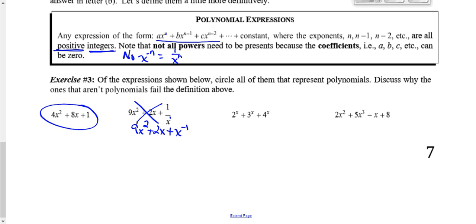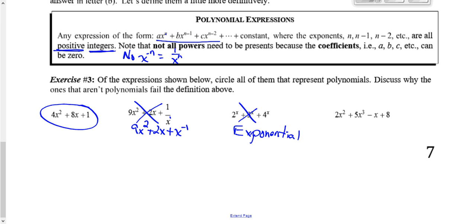What about the third one? No. Are the exponents all positive integers? Well, the exponents are all variables, so it's not a polynomial. This is exponential, it's not a polynomial. Because we can't determine whether they're positive integers or not.